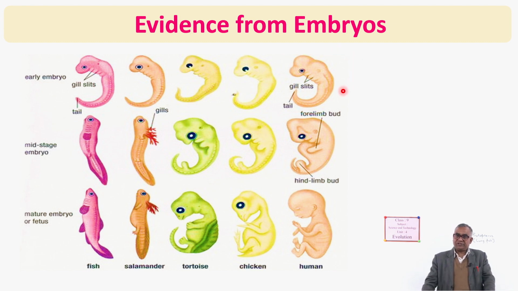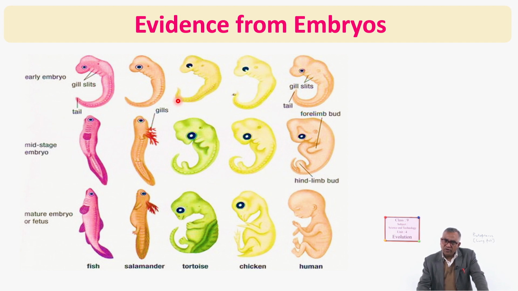Evidence from embryos. So here embryo meaning, I told you, the undeveloped organism before birth, when it is in the uterus or when it is inside the egg, then it is called an embryo. So here embryos of different organisms are shown. Look here, they are a fish. All of them are embryos. No one is adult. No one is after birth. They are given here. That is salamander. That is tortoise. That is chicken. And it is of human beings.